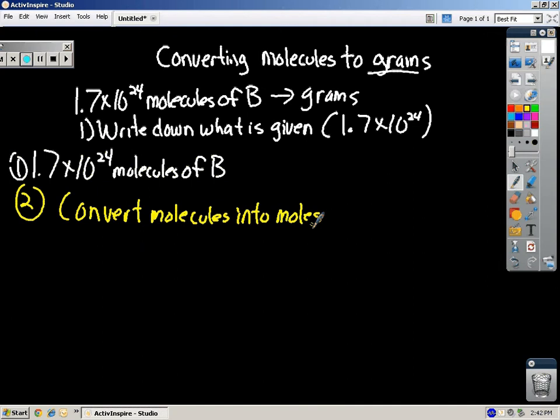All right. So we're going to convert molecules into moles, and we have 1.7 times 10 to the 24 molecules of boron. We got to remember our conversion. What is the conversion that I will use when I do this? Right. 1 mole is equal to 6.02 times 10 to the 23rd, in this case, molecules. I'm going to leave it like that. When you go to put this into your equation, here's what it will look like.